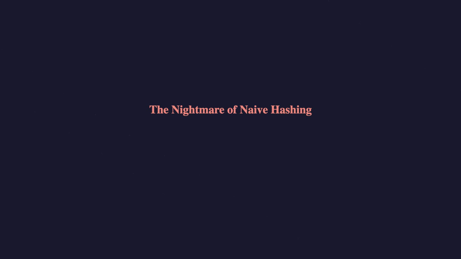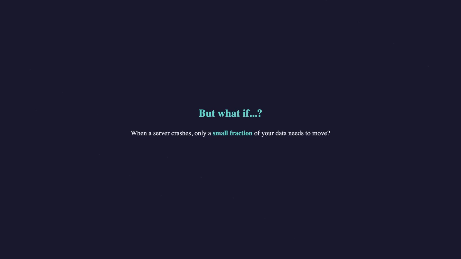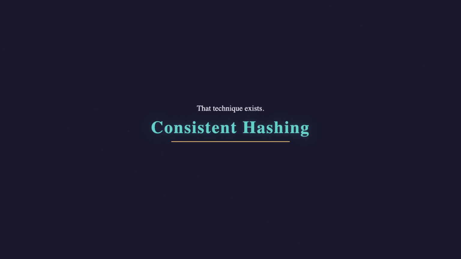This is the nightmare of naive hashing in distributed systems. When the number of servers changes, almost everything has to be reshuffled. But what if there was a way to design your system so that when a server crashes, only a small fraction of your data needs to move? What if adding a new server was just as painless? That technique exists. It's called consistent hashing, and by the end of this video, you'll understand exactly how it works.